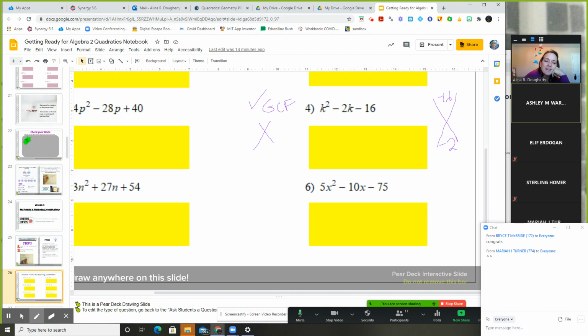What multiplies to negative 16 and adds up to 2? So we can do the factors of 16 if we want. 1 and 16, and 2 and 8. 3 doesn't work, and 4 and 4. Which pair of factors will multiply to negative 16 and add up to negative 2?